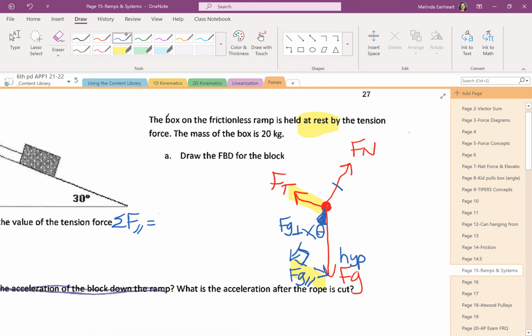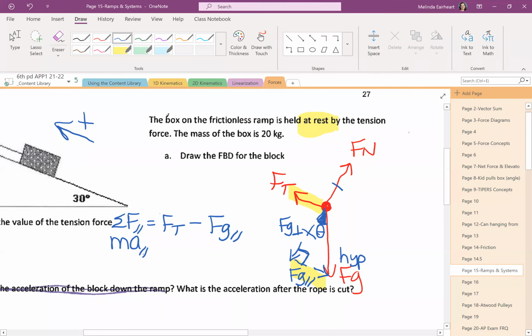And so I have not decided what direction is positive or negative. So what do y'all want? Up the ramp or down the ramp is positive? Up. So if up the ramp is positive, I'll say FT is in the positive direction, minus, because gravity pulls you down the ramp, FG parallel. F net equals what? MA. And this is a parallel acceleration, right?